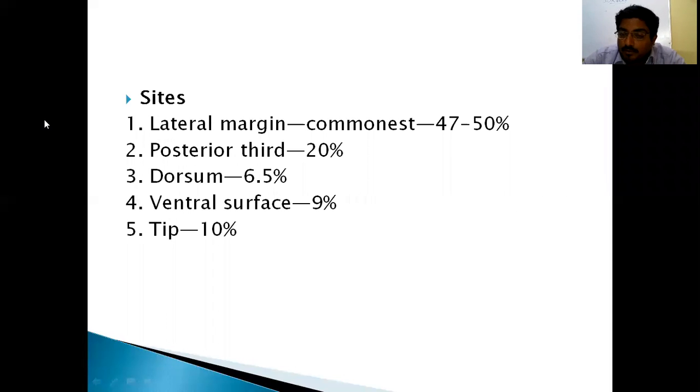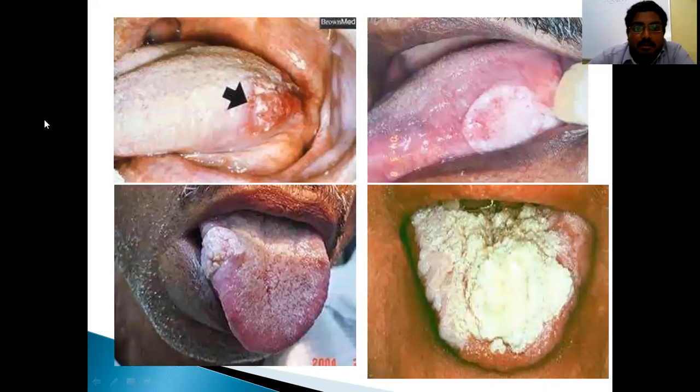Sites. What are the most common sites? Lateral margin is the commonest, up to 47 to 50%. Posterior third is 20%. Dorsum of the tongue is 6.5%. Ventral surface is 9%. Tip is 10%. The most common part is the lateral margins, at 47 to 50%. See, the lateral margin is showing ulcers, and the least common is the dorsum of the tongue.